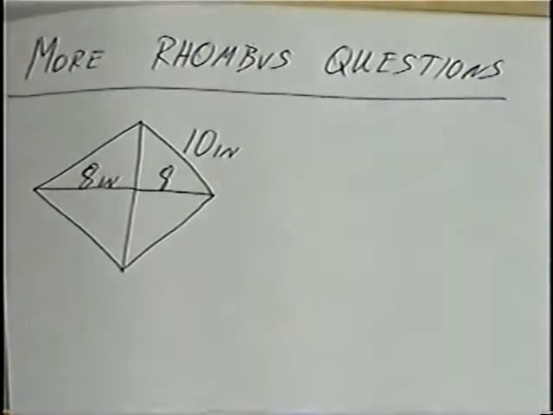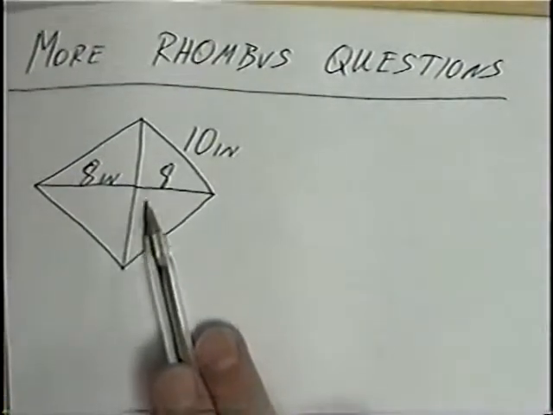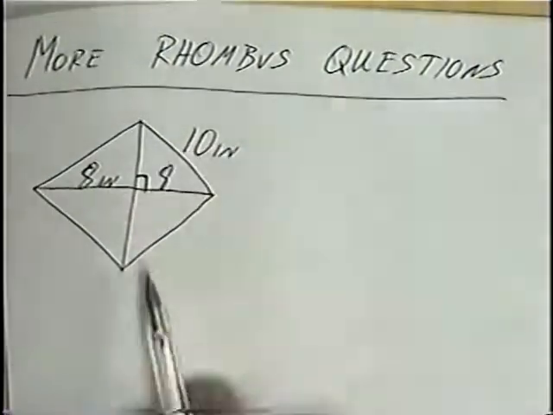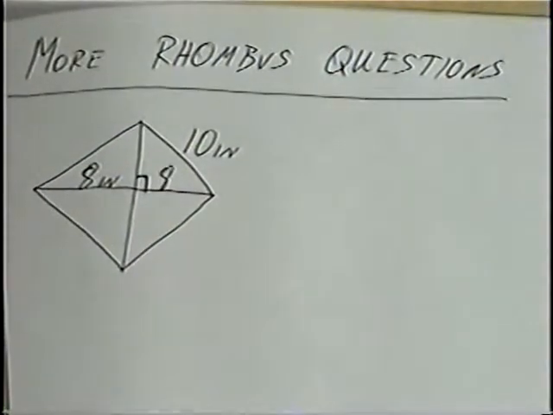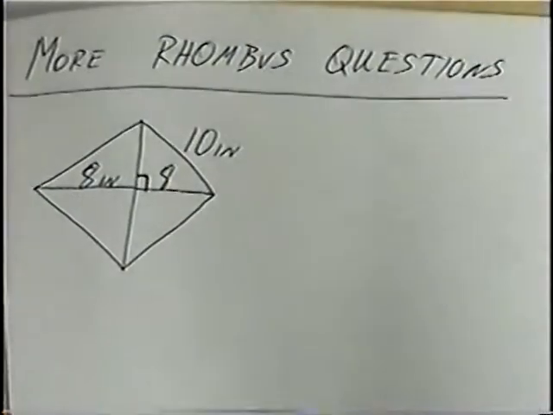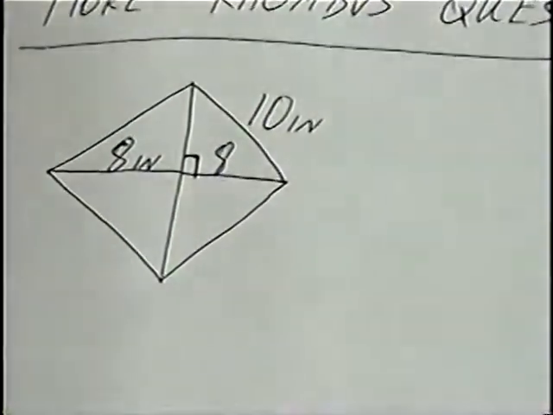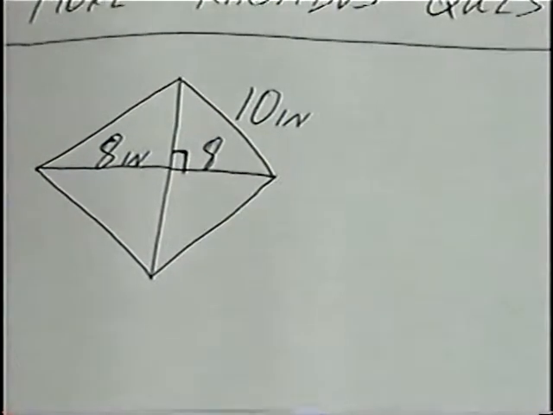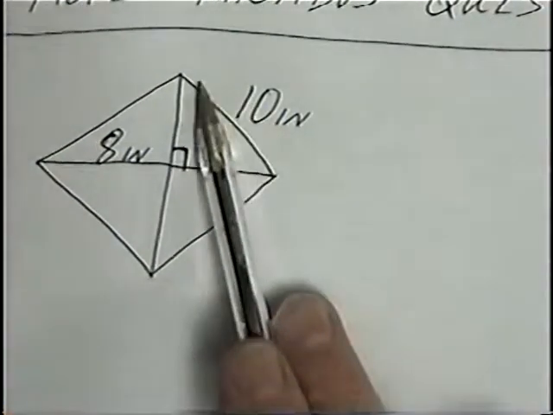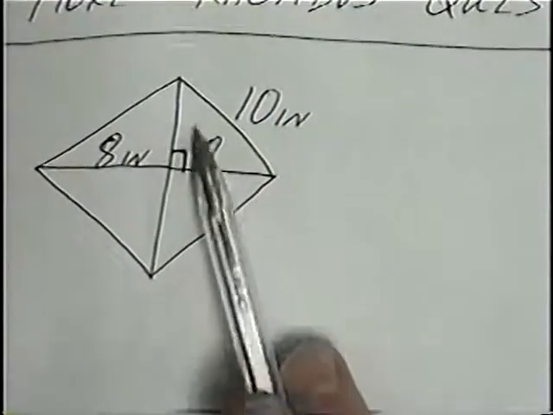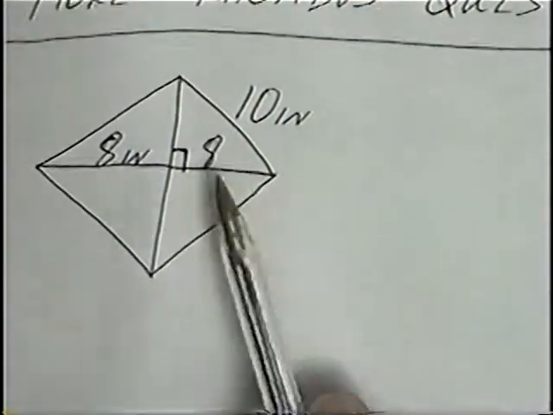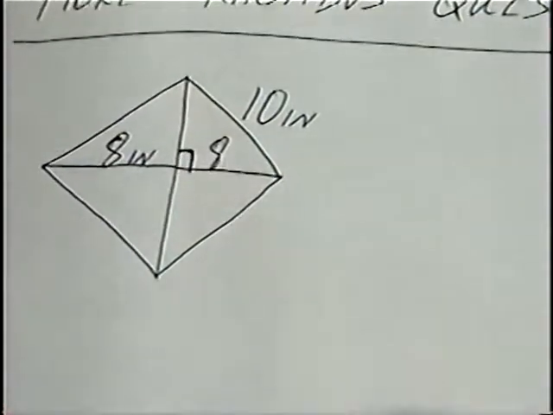Also, a rhombus, just like a kite, makes a 90-degree angle in the middle. So if we want to, we can add a box to represent the 90-degree angle. To solve this question, we need the distance of the diagonal going top and bottom. If you look at the right-hand side of the rhombus, we know the outside length is 10, and we know one side is 8, but we do not know what the other side is.